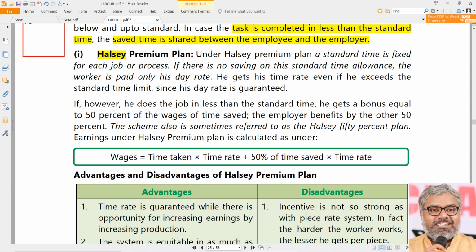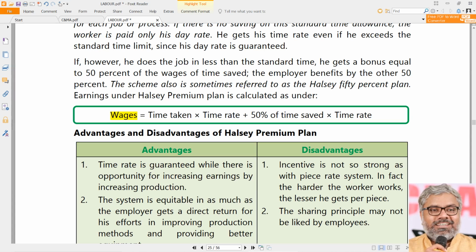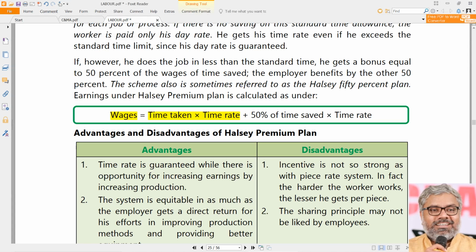So what Halsey says, how the wages will be given. Directly we can go to the formula. This is the first part, the standard rate, right? The normal one. So there is no problem here. This can be just taken in a separate bracket. Here, time taken into time rate. What does this mean? Time taken into time rate means what? That is basic time wages, right?